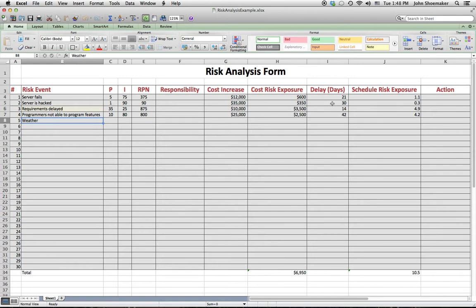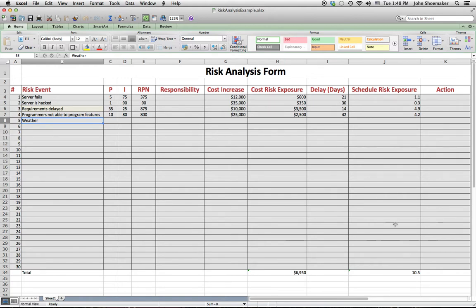But the 21 days, the 30, 14, and 42, that all assumes that the risk event does actually happen. And of course, as with the budget, we know that it might happen, but it might not. So we're going to do the same thing. We're going to take the 21 days and multiply it by the 5%. And that's going to give us 1.1. And then we're going to take the 30 and multiply it times 1%. It's going to give us 0.3. The 14 times 35% gives us 4.9 days, and so on.